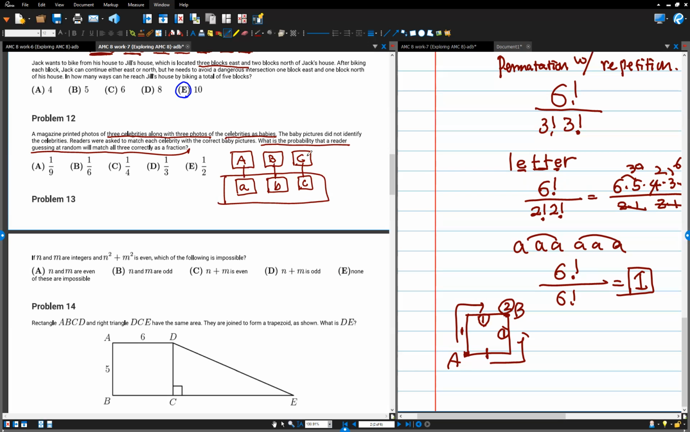All 3 arrangements, okay? ABC, ACB, BAC, BCA, CAB, CBA. We have 6 different ways, okay? In this case, we match ABC over here. Only one match. ABC, ABC over here, only one match.